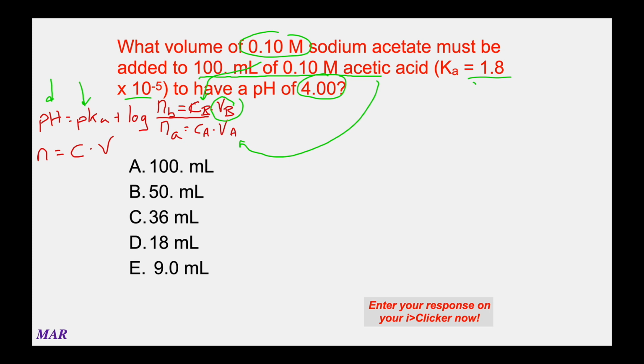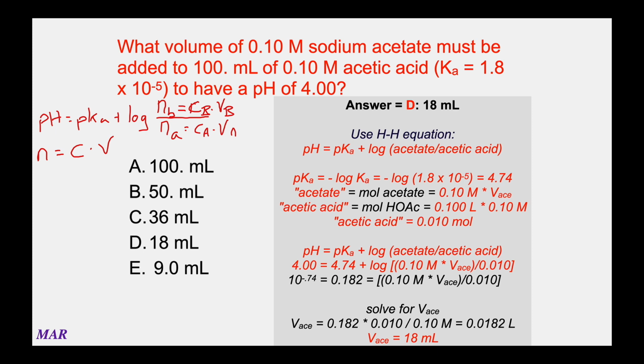So pH 4.00 equals pKa, which is minus log 1.8 times 10 to the minus 5, plus log, and in the numerator, 0.10 times x, which is going to be the volume of your base, and in the denominator, 0.10 times 100 milliliters. And you can literally go through them and solve for the volume of the missing base. So let's see what the math looks like. What I did here is I first solved for the pKa, and minus log of 1.8 times 10 to the minus 5 is 4.74. That's the number we're going to put in here in a little bit.